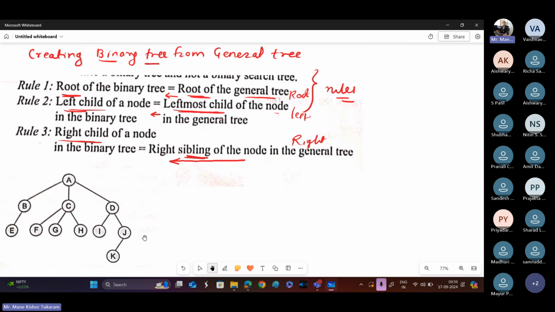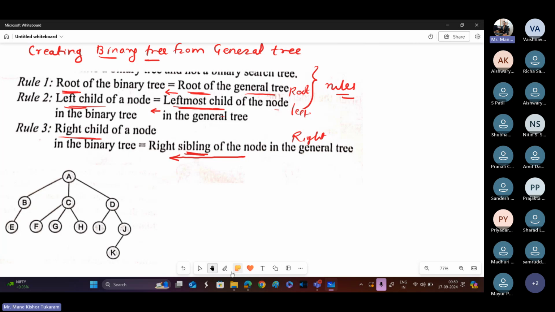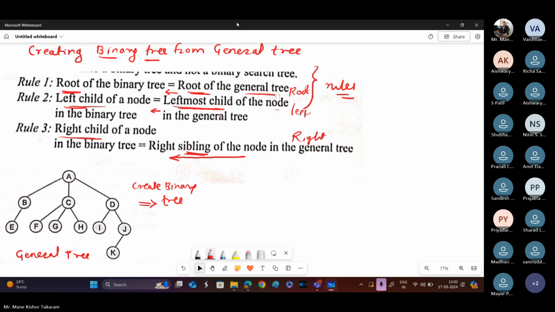Okay, so now my intention is to create the binary tree. Okay, so this is the general tree. This is the general tree. And I want to just create binary tree. Okay. So just give me 1 minute.